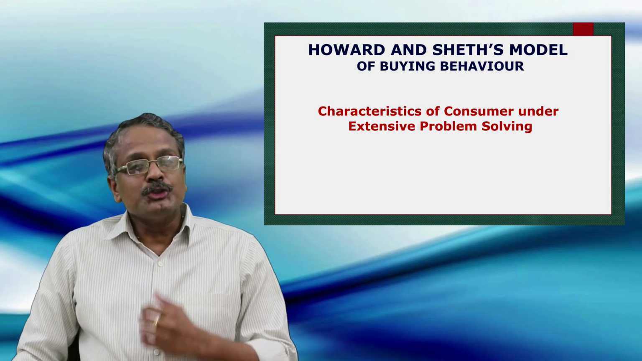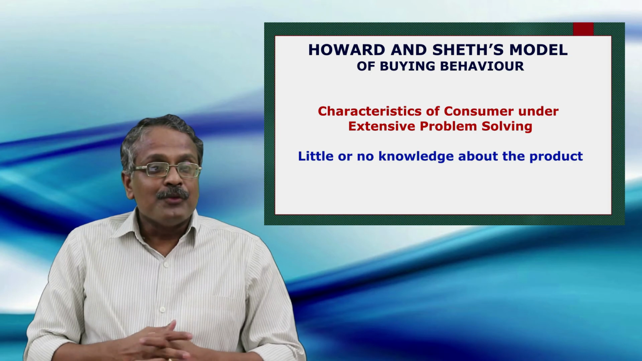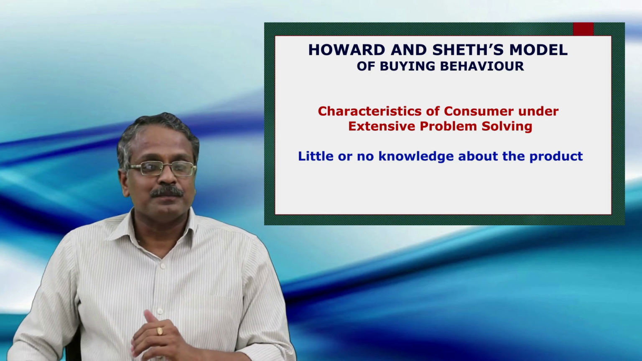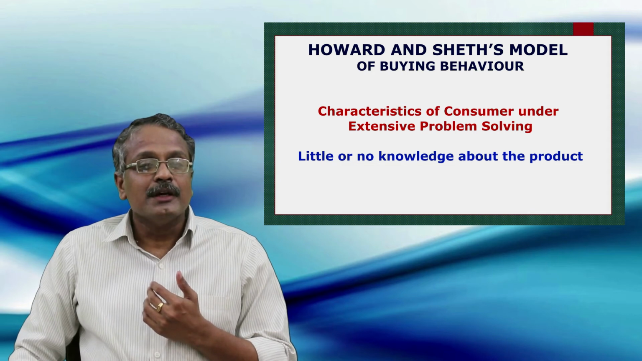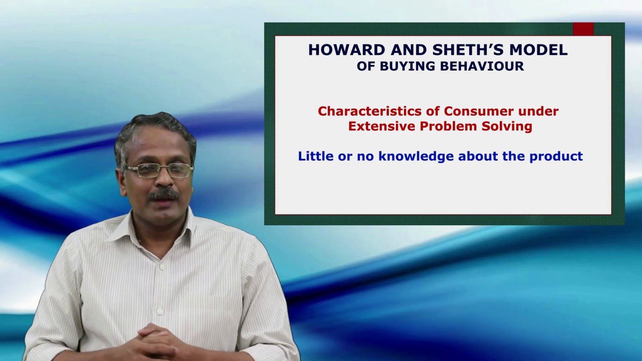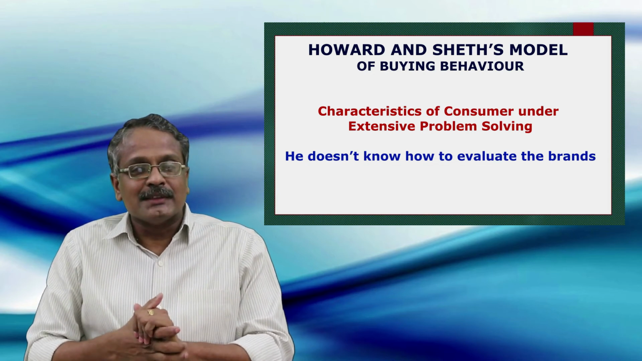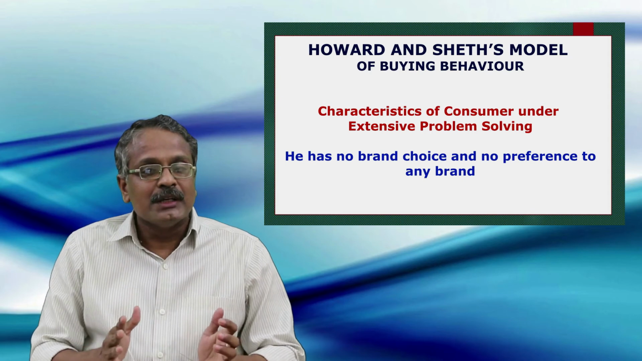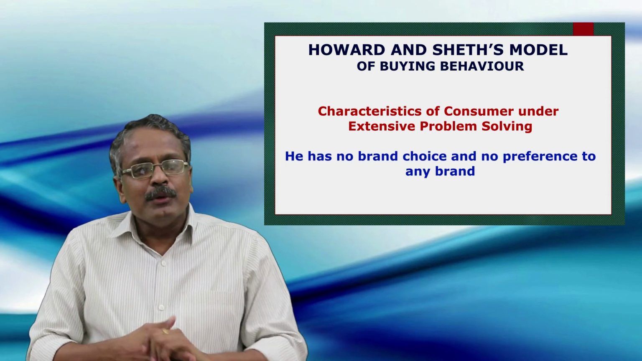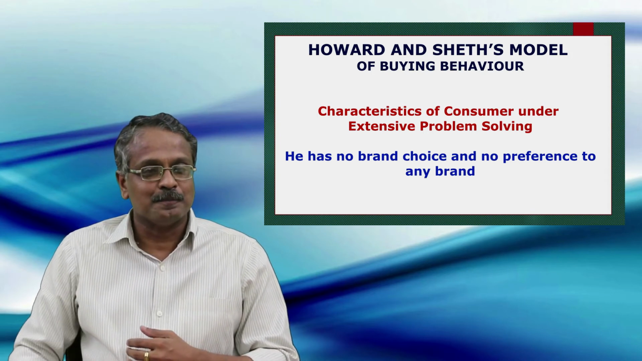The consumer adopts the extensive decision making strategy when he has little or no knowledge about the product. Here he has not much idea about various brands available in the market. He doesn't even know how to evaluate the brands. He has no brand choice and has no preference to any particular brand because he doesn't know which brand is good and which brand is bad.